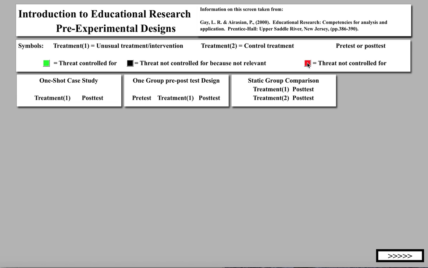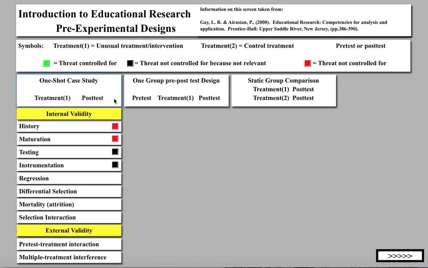Okay, so we're going to look at first a one-shot case study. So one-shot case study involves a single group that is exposed to a treatment. So you see treatment 1, and then is post-tested. So it's a treatment and post-test. In this design, none of the threats to internal validity are controlled for.